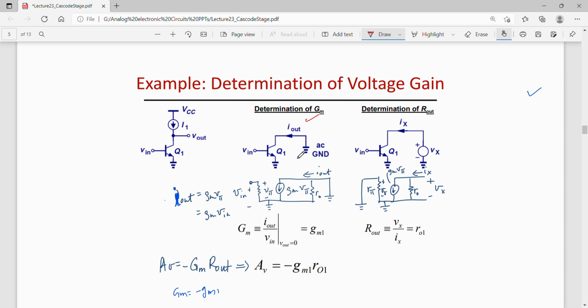V in. Now the small signal circuit can be drawn for this circuit, right? So a small signal circuit will consist of R pi here and V pi dropped across R pi, and GM V pi and R naught. So I out would be equal to GM V pi, because V out is 0. So I can write I out as GM V pi, and V pi is V in. So I can write I out is equal to GM times V in.